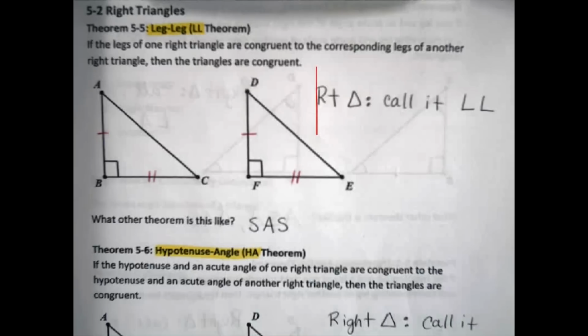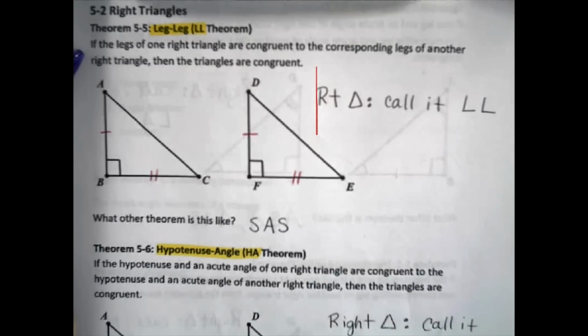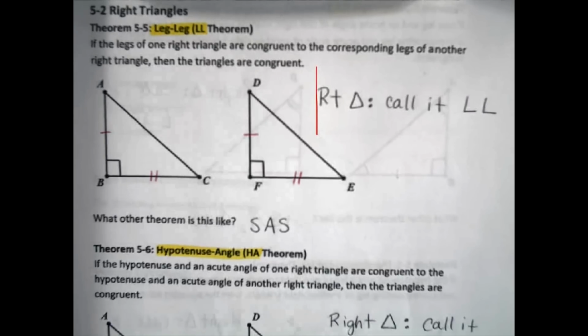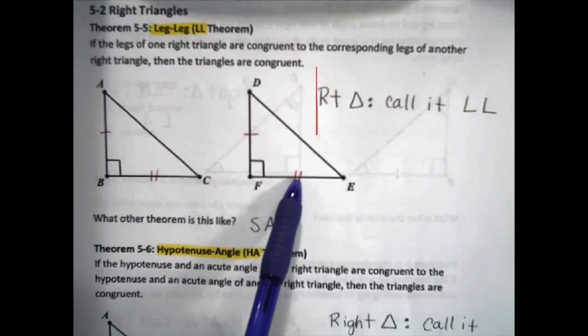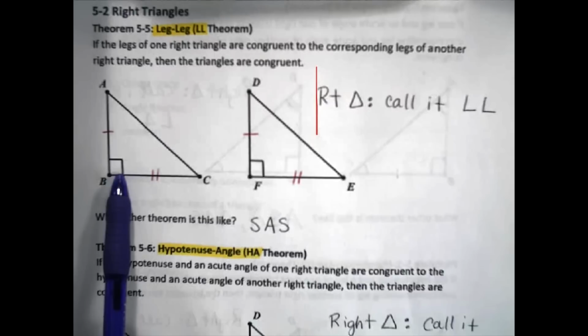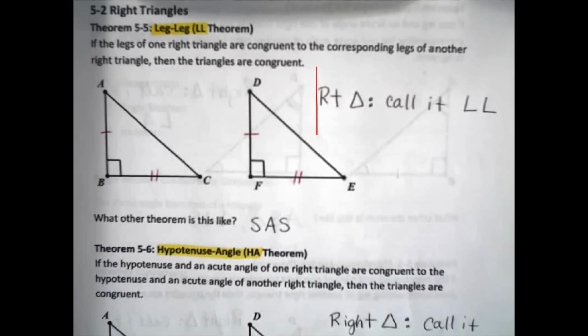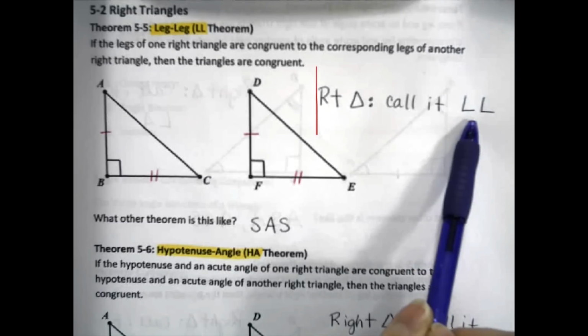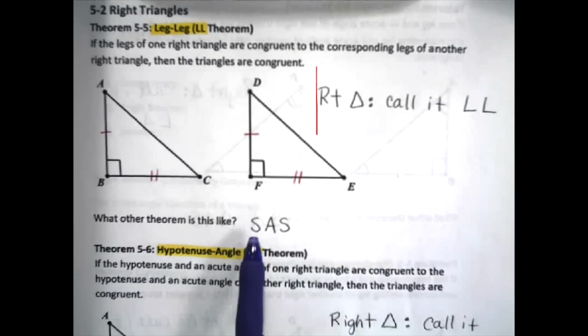It says that if the legs of one right triangle are congruent to the corresponding legs of another right triangle, then the triangles are congruent. So essentially I have these two legs congruent to these two legs. The reason that this works is I already know that this 90-degree angle is congruent among the triangles. So in a right triangle, we call this the leg-leg theorem, but it's really no different than the side-angle-side theorem.